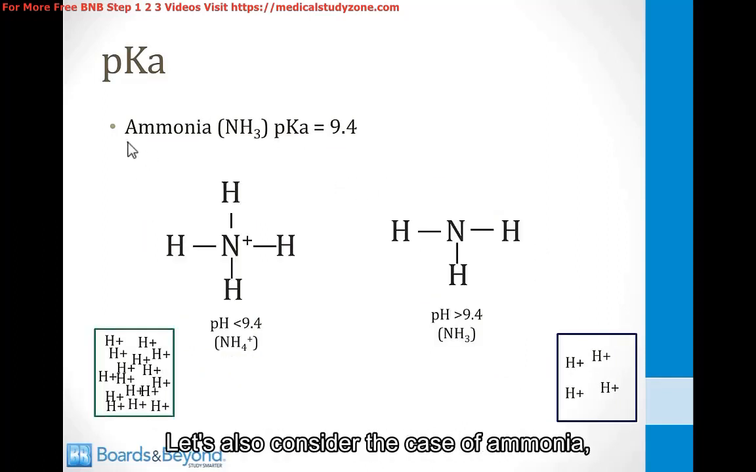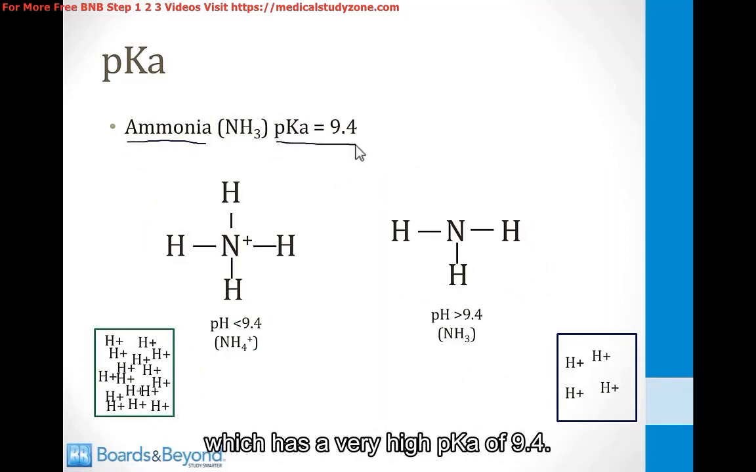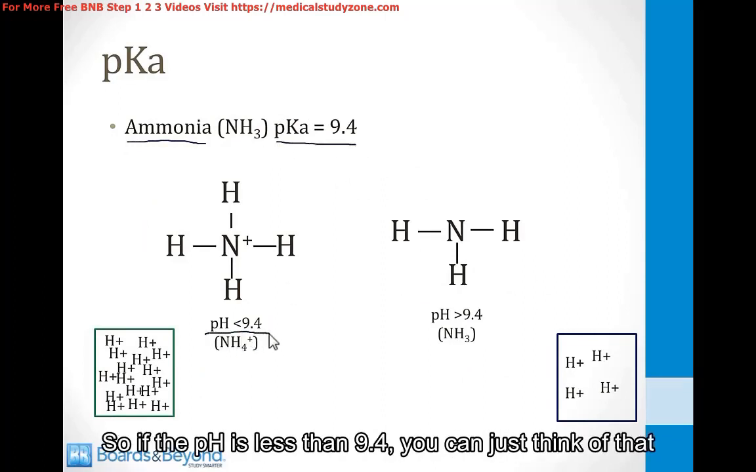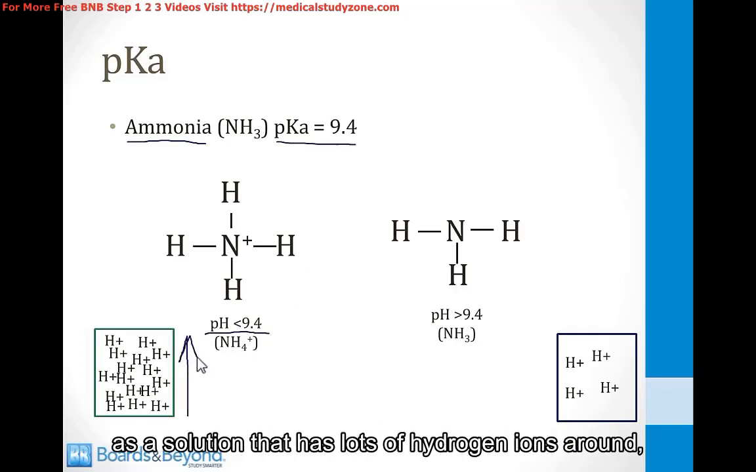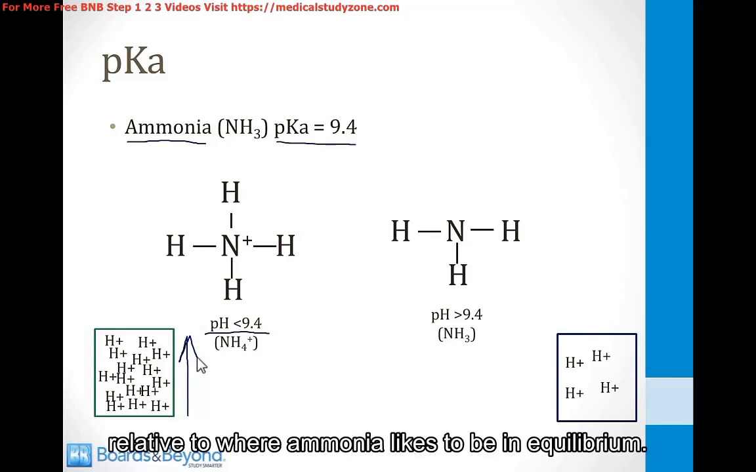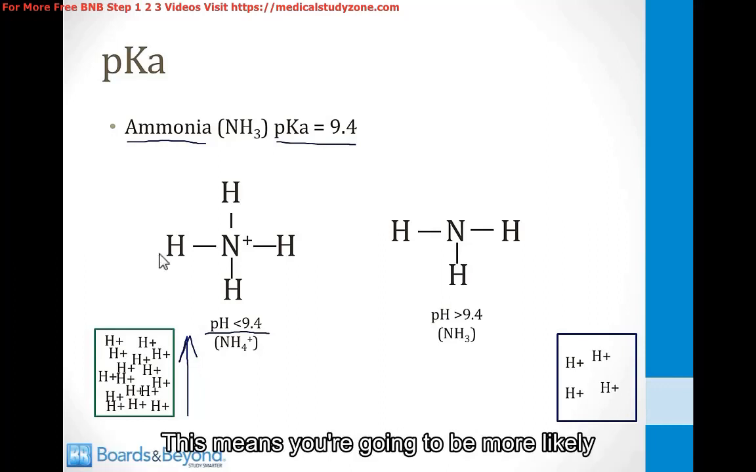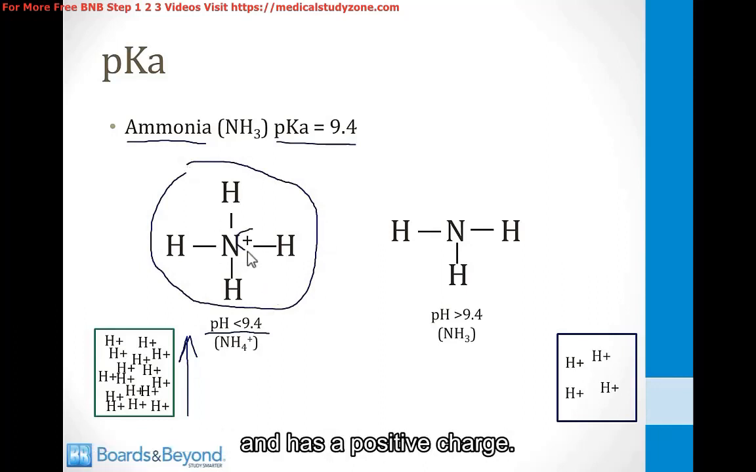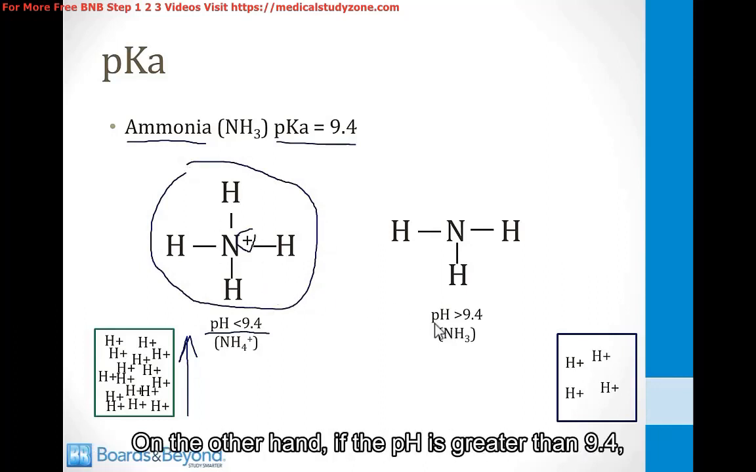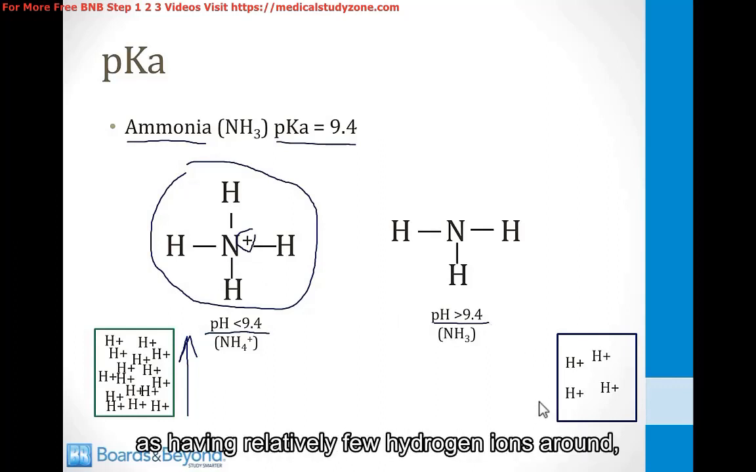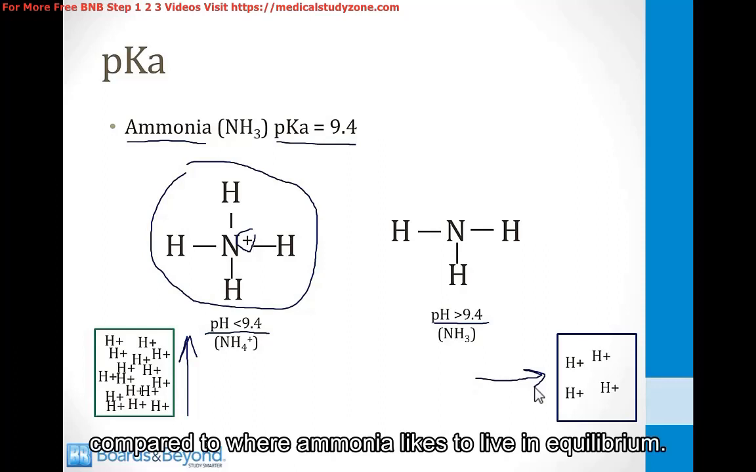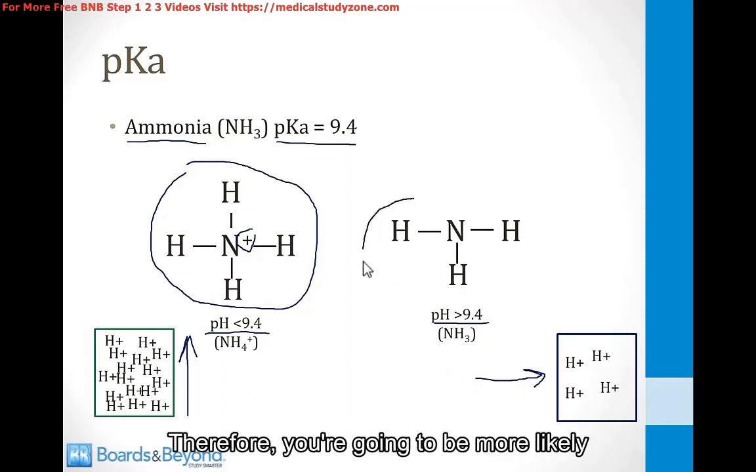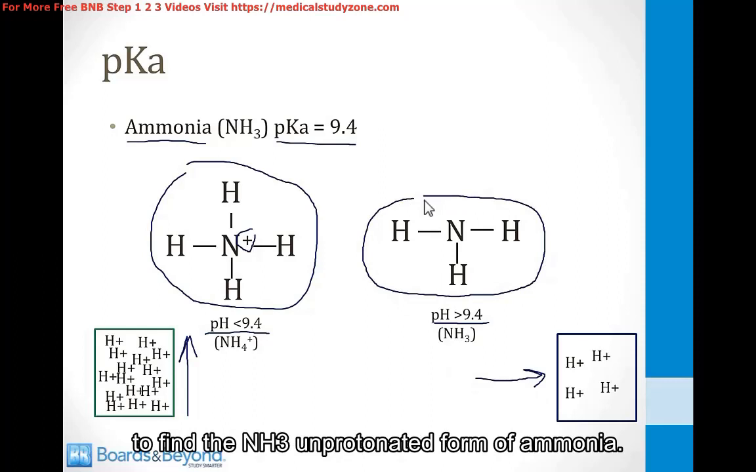Let's also consider the case of ammonia, which has a very high pKa of 9.4. So if the pH is less than 9.4, you can just think of that as a solution that has lots of hydrogen ions around relative to where ammonia likes to be in equilibrium. This means you're going to be more likely to find the NH4 form, where the ammonia is protonated and has a positive charge. On the other hand, if the pH is greater than 9.4, you can just think of this as having relatively few hydrogen ions around compared to where ammonia likes to live in equilibrium. Therefore, you're going to be more likely to find the NH3 unprotonated form of ammonia.